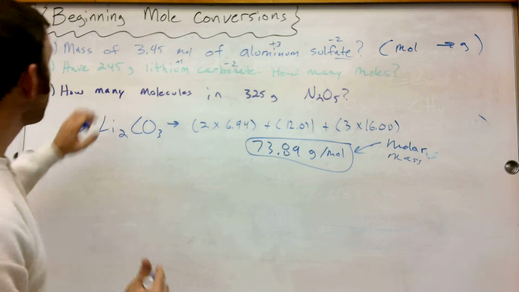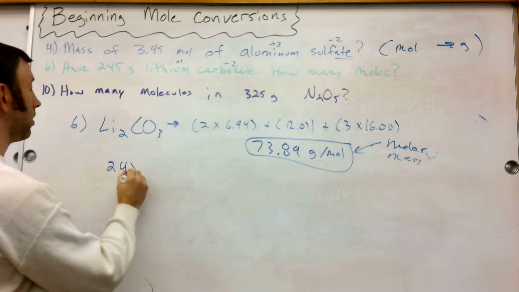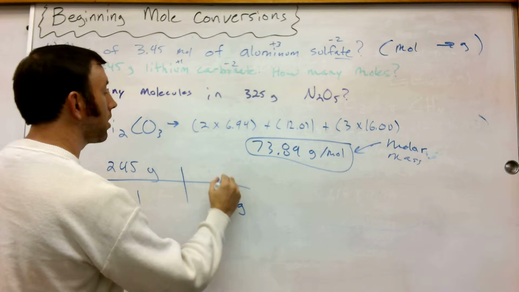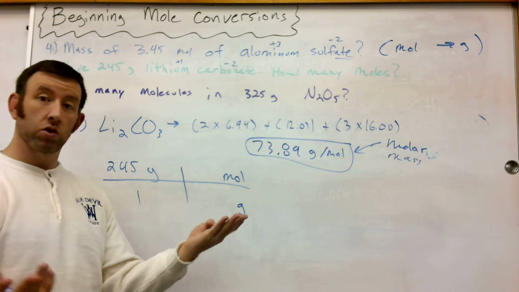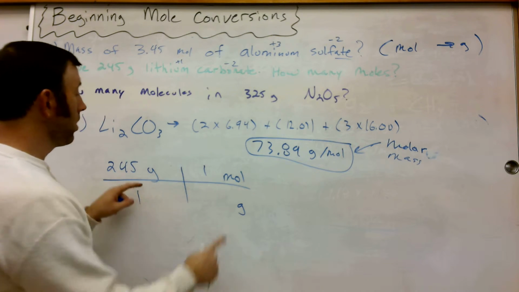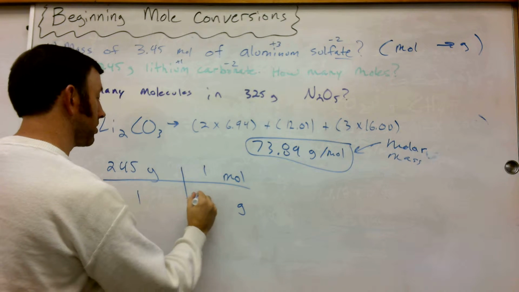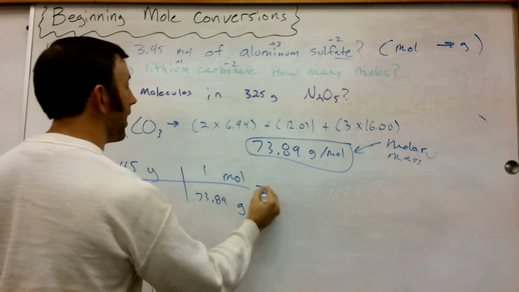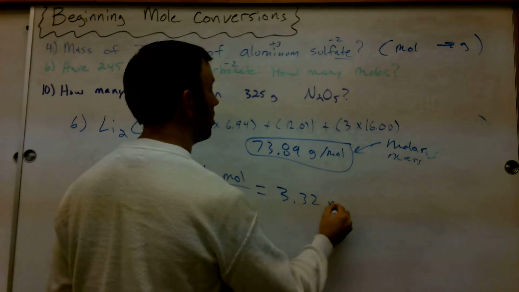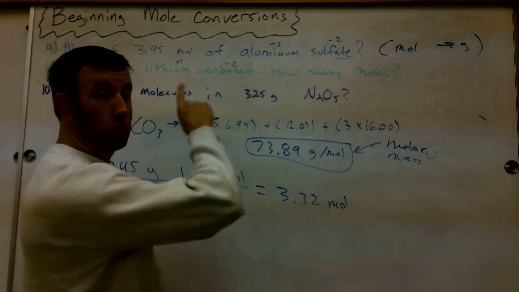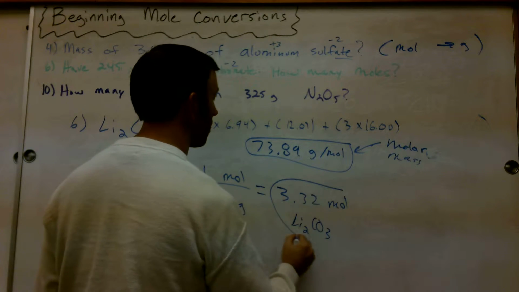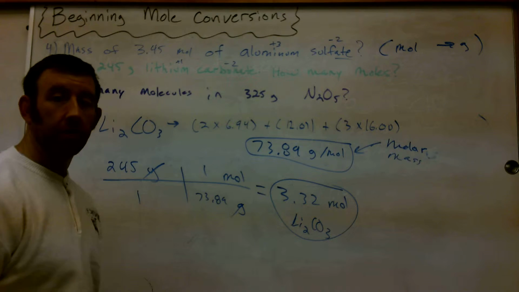So I have 245 grams over one. Grams goes on the bottom, moles goes on top this time. So it's just the inverse of how we did it last time. So in 1 mole, how many grams do I have? That's my molar mass, 73.89. And when I do my division, I should get 3.32 moles. In my answer, I'm going to put lithium carbonate. You can cross out my grams there too.